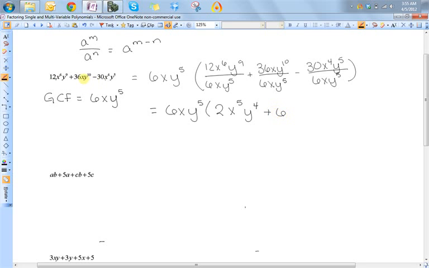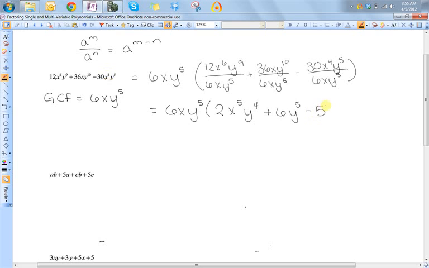So it's 6, subtract 1 x. Well, there's only 1 x, so I won't have any x's left. Subtract 5 from the y exponent, so y to the 5th. Then 30 divided by 6 is 5, so negative 30 divided by 6 is negative 5.